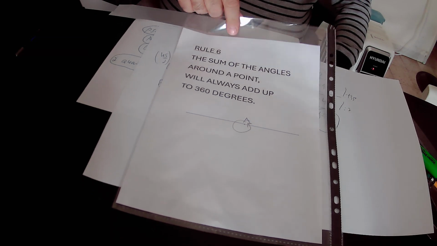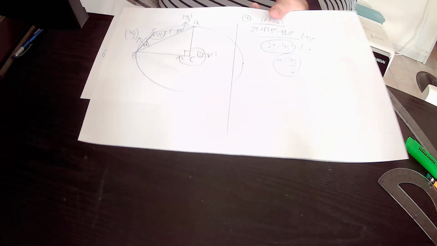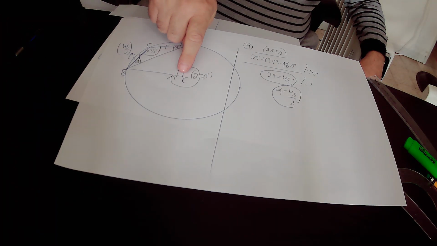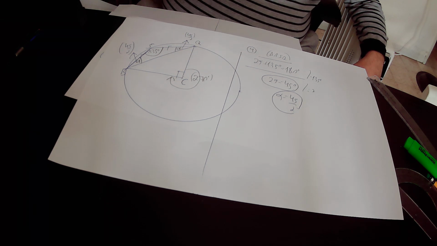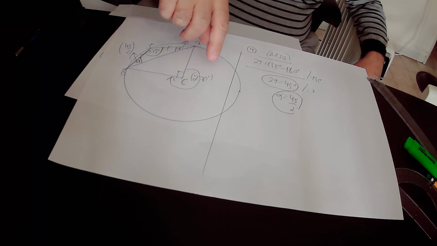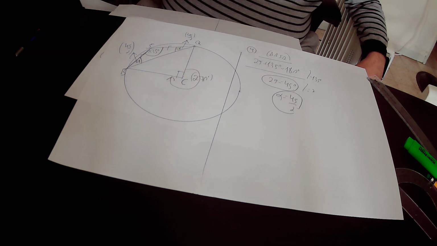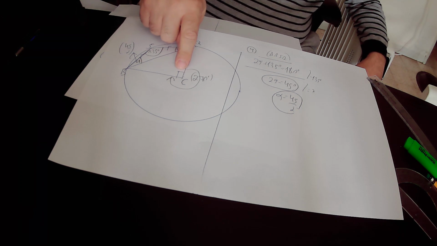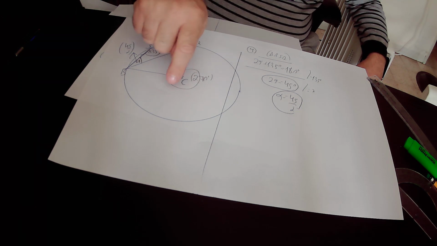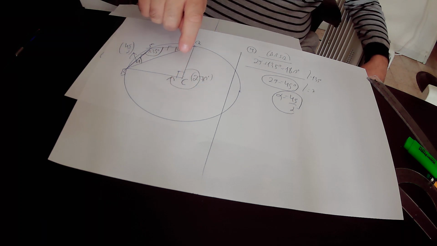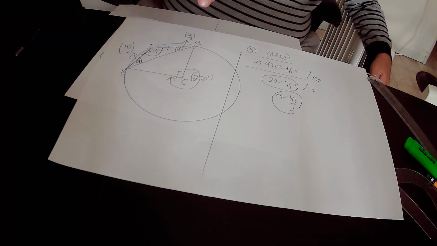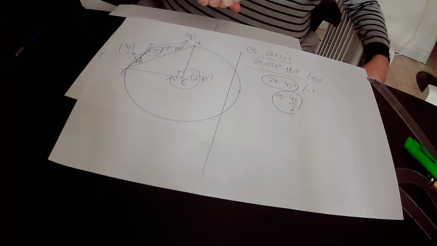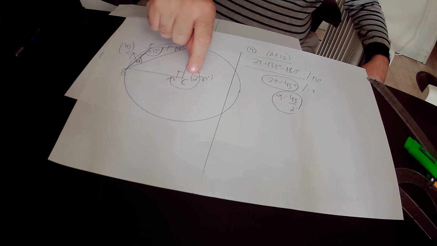We can implement rule number 6 in our drawing. Why? Because in our drawing, if we focus on this point C, according to rule number 6, the sum of the angles around this point C must be equal to 360 degrees. So which angles do we have around point C? We have this right angle that is equal to 90 degrees, plus this missing angle. In total, the sum of those two angles must be equal to 360 degrees according to rule number 6. Therefore, this missing angle must be equal to 270 degrees.